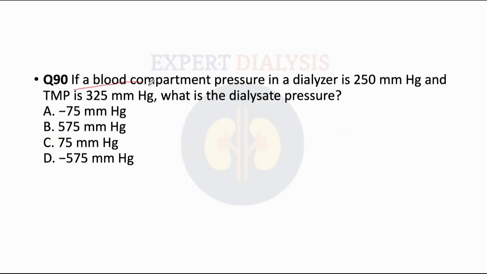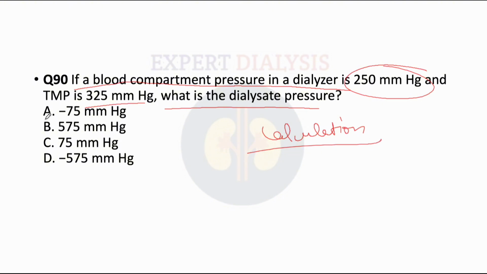Moving to the next question. It says if a blood compartment pressure in a dialyzer is 250 mmHg and the TMP is 325 mmHg, what is the dialysate pressure? We have four options. It is a calculation-based question actually. If you know, you can solve it easily. The first option says minus 75 mmHg, that is negative pressure. Option B says 575 mmHg, positive pressure. Option C is positive 75 mmHg, and option D is minus 575, negative pressure. So how do we do the calculation here?